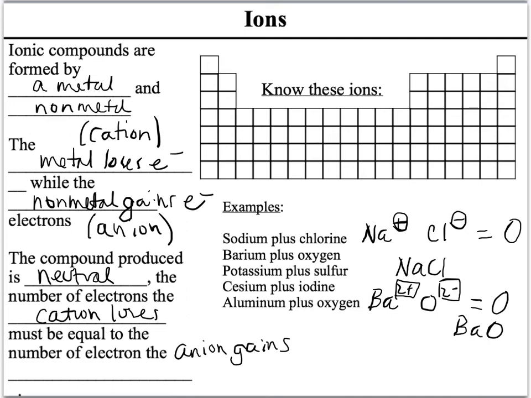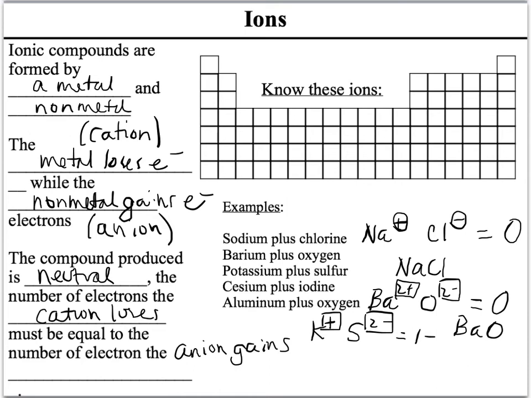Let's do the next one, potassium plus sulfur. If we look for potassium on the periodic table, we see that it's right here, so it forms a +1 ion. And if we look for sulfur, it's right below oxygen, so it forms a -2. So we have potassium +1 and sulfur -2. We take one of each, add up their charges, and we get overall a -1.